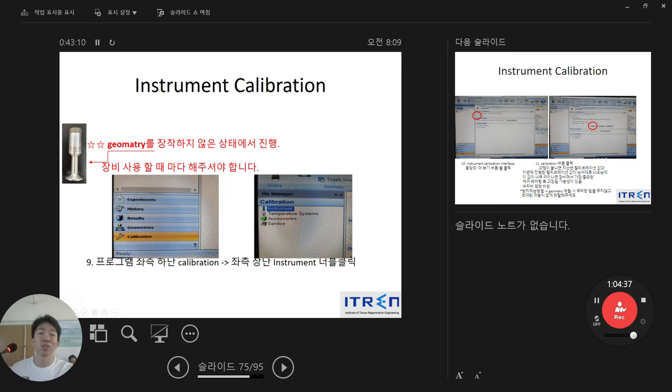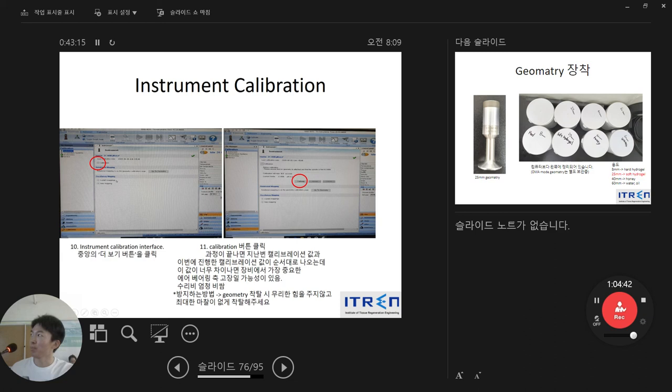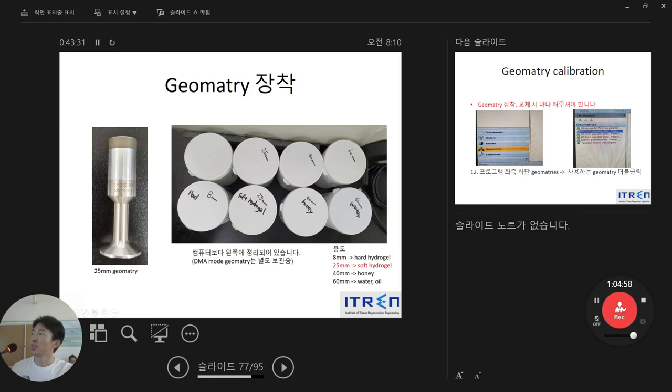And then calibration here, calibrate. Okay, this one, calibrate, and then it automatically calibrates. And then the value is within a certain range. We have many geometries, 25, 40, 60 mm diameter. This is for soft hydrogel 25, hard hydrogel 8, honey 40, water 60. So depending on your sample type, you can change this geometry. Normally I recommend 25 mm for soft hydrogel.